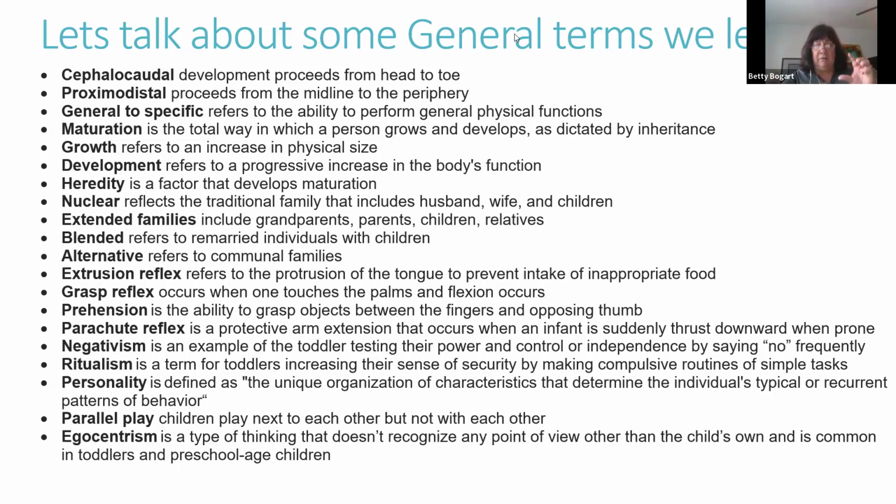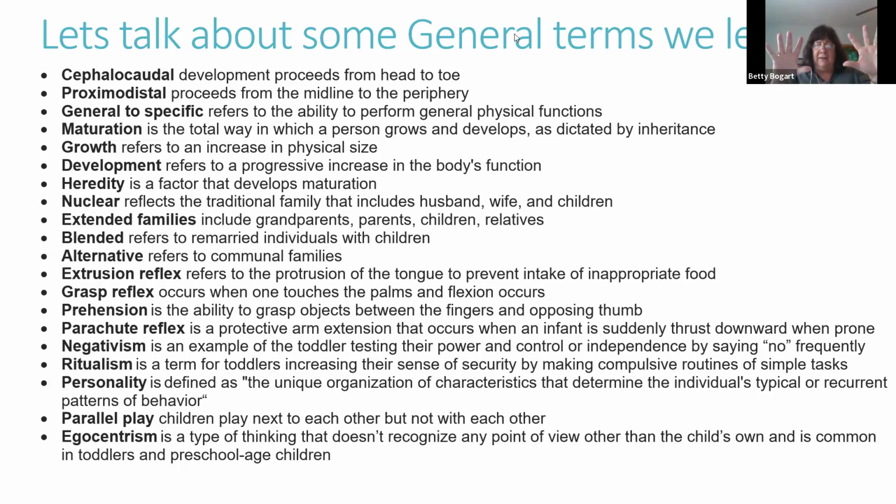Prehension is the ability to grab objects between the fingers and the thumb. It's very much like your pincer, right? Now, that parachute reflex starts about 9 months. And this is when children put their hands and their legs out when they're falling.